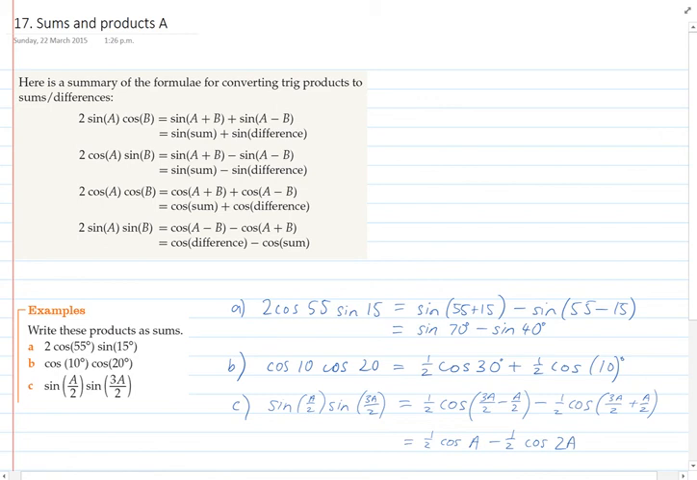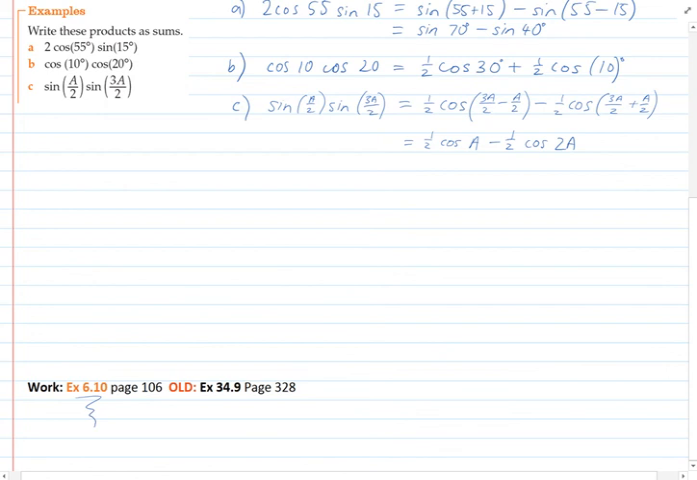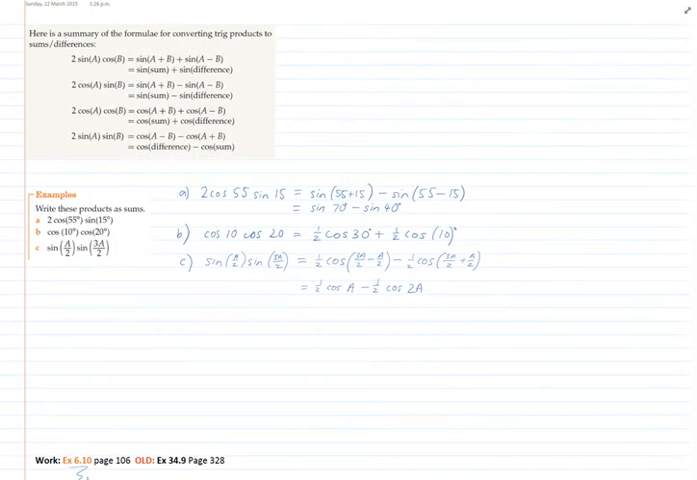Alright, so hopefully you can see there it's just a case of matching up your question with the correct formula and then substituting in. So have a go at 6.10. If you're finding it easy, make sure you go into the more difficult problems towards the end.